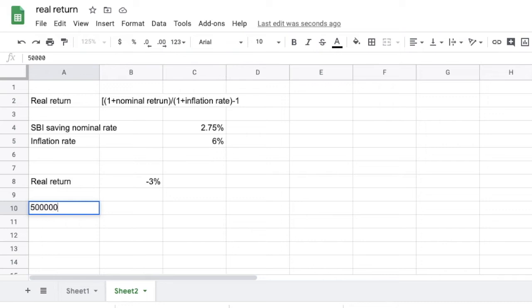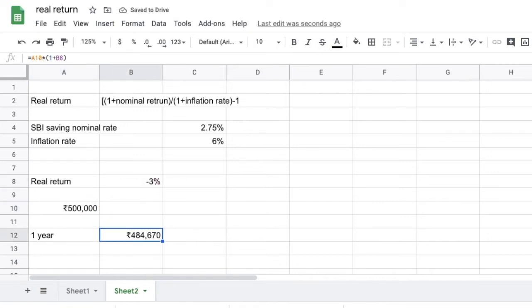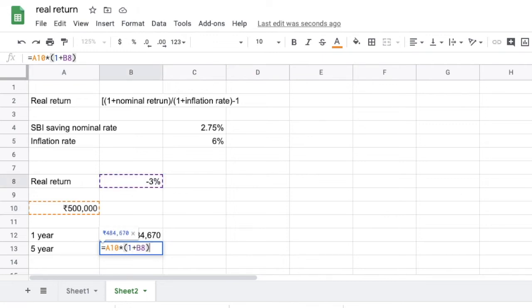Let's say you keep 5 lakh rupees in a saving account. Just change the format. Now let's see what is the real value if you keep 5 lakh rupees in SBI account by end of first year. So it would be your 5 lakh multiplied by 1 plus real return. So by the end of first year, your 5 lakh would be worth only 4.84 lakh. Let's check the real value of 5 lakh after 5 years. It would be 5 lakh multiplied by 1 plus real return power 5. So after 5 years, your 5 lakh rupees would be worth only 4.27 lakh.